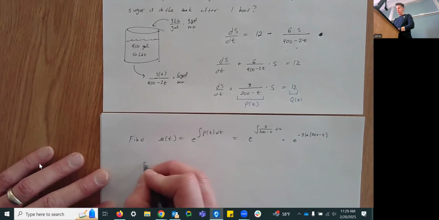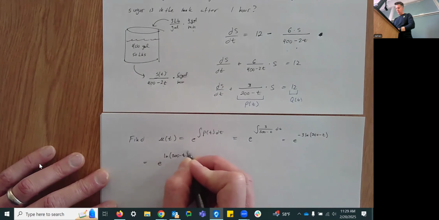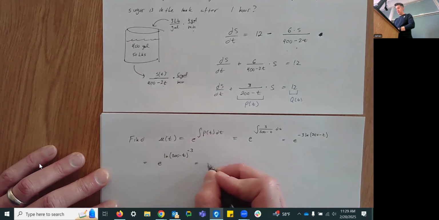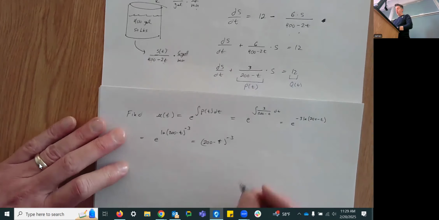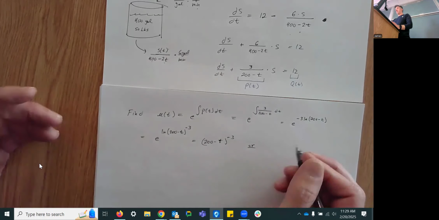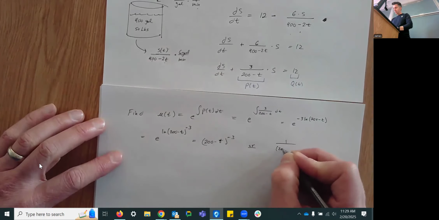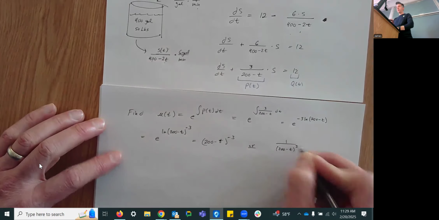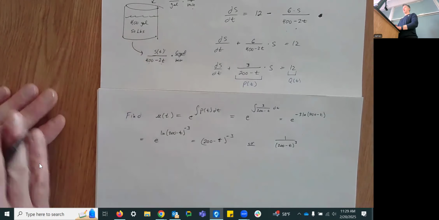So this is going to be e to the natural log of 200 minus t to the negative third, and then we can rewrite that as 200 minus t to the negative third. Or it might be preferable, and again, might be, so I'm just writing it down so I see it. We can write it as 1 over 200 minus t cubed. But probably the first way.